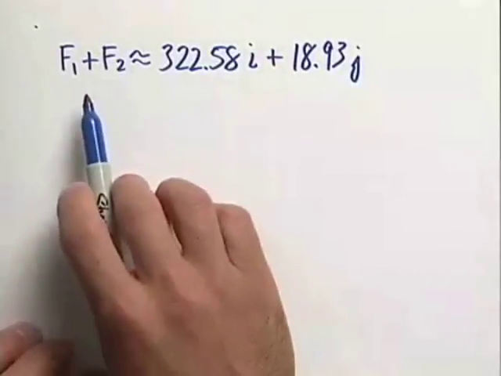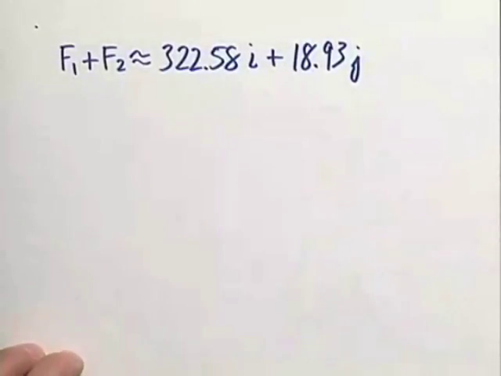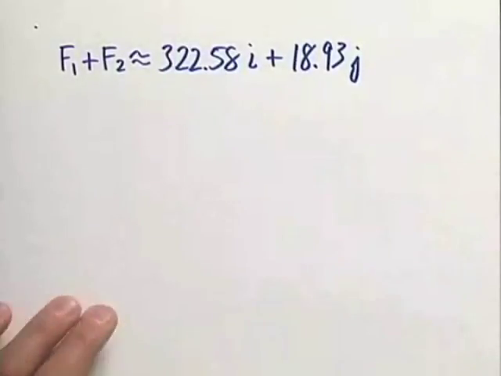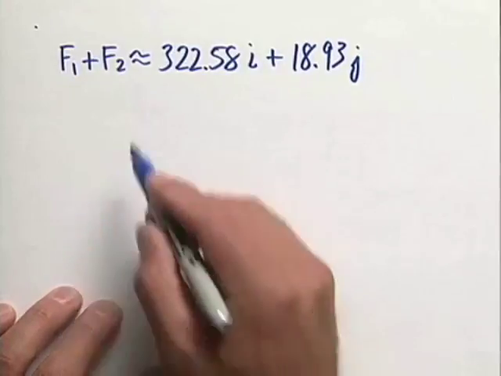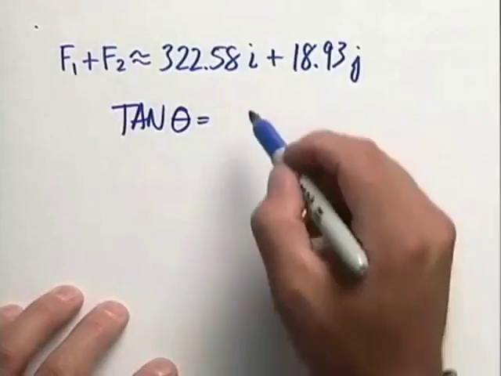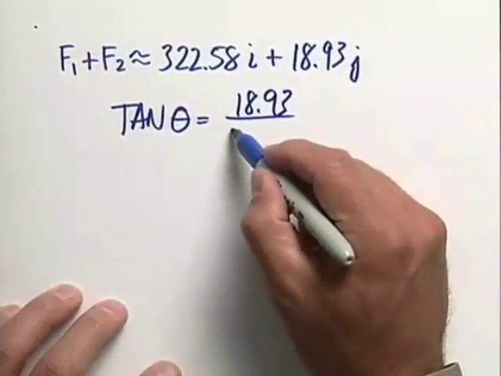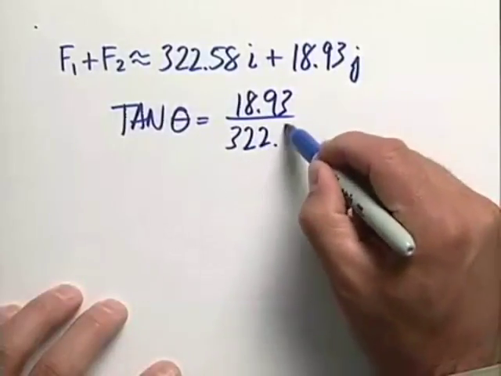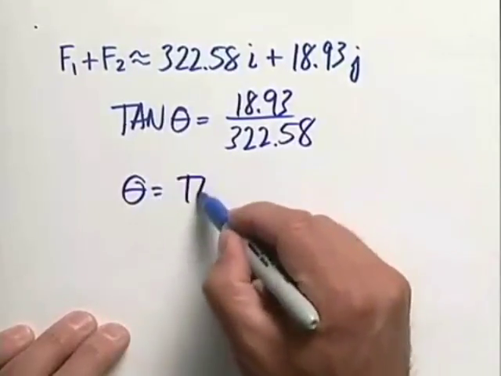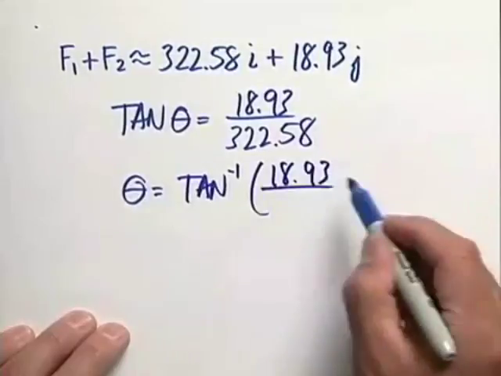All right, so here we have it. F1 plus F2 is approximately, remember we rounded this to a couple decimal places, 322.58 i plus 18.93 j. We have a nice little formula here using the tangent. We know that the tangent of theta is equal to the vertical component, 18.93, divided by the horizontal component, which is 322.58. So if we take the inverse tangent of both sides, the inverse tangent of this nice fraction should give us that angle that we're desiring here.